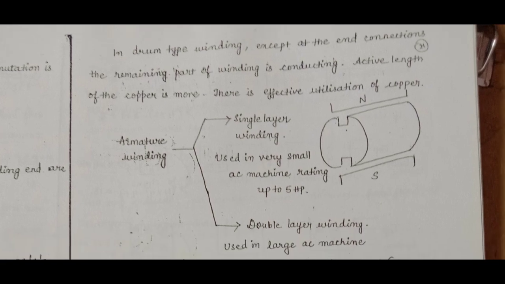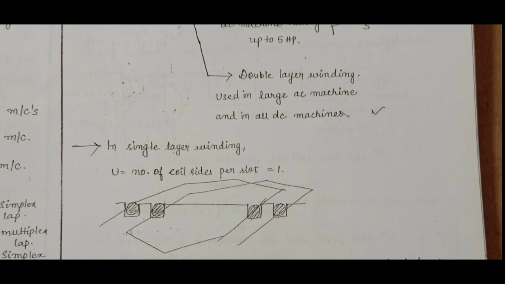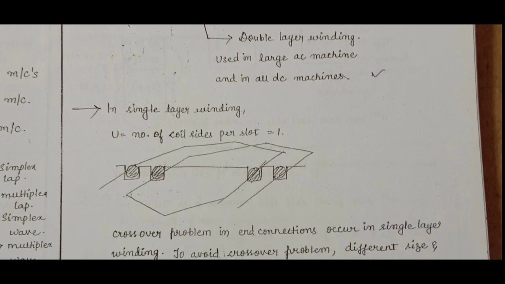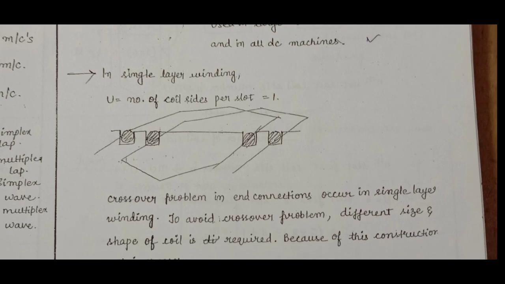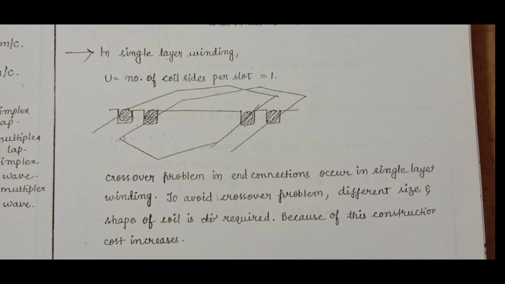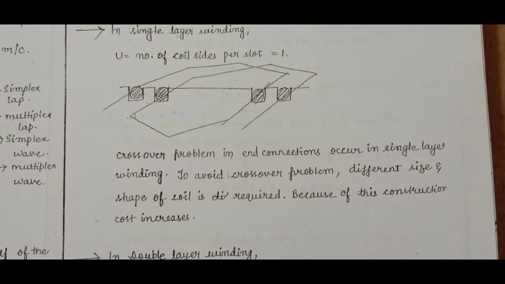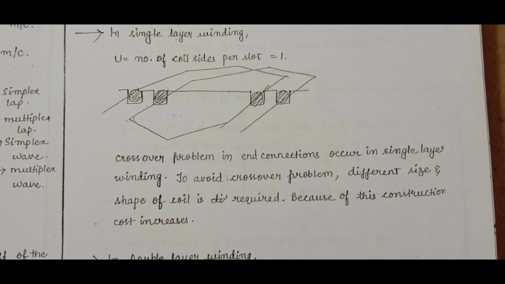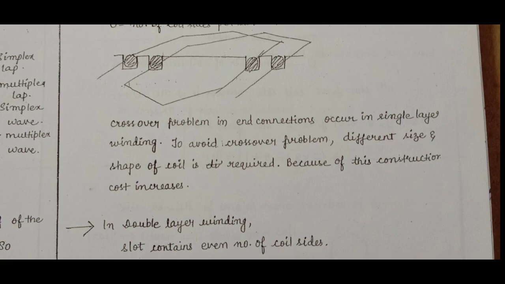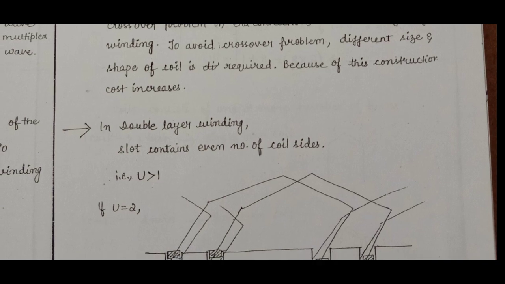In closed drum type winding, single layer armature windings are used in very small machines, AC machines rated up to 5 HP. Double layer windings are used in large AC machines and in all DC machines. In single layer winding, U, the number of coil sides per slot, equals 1. Crossover problems in end connections occur in single layer winding. To avoid the crossover problem, different sizes and shapes of coils are required. Because of this construction, cost is increased.